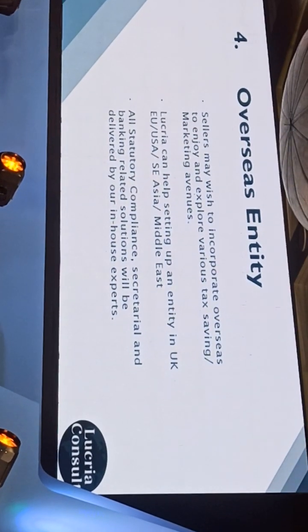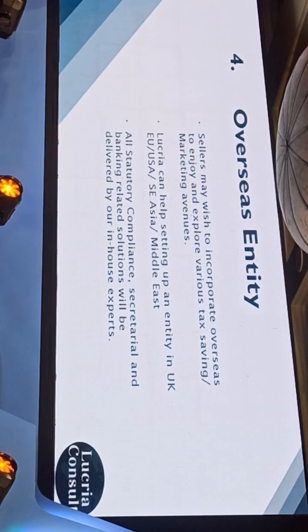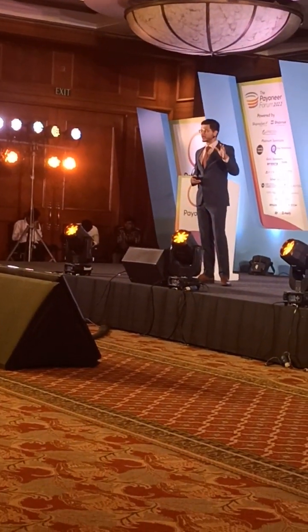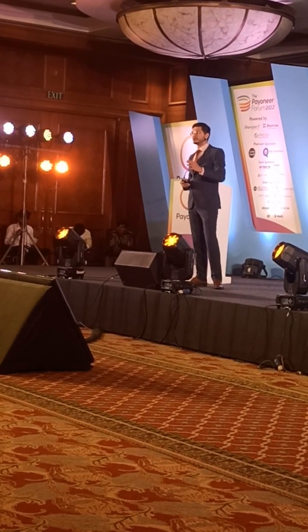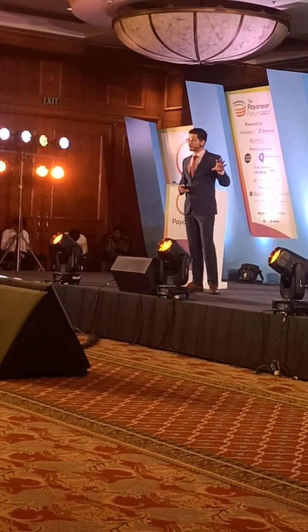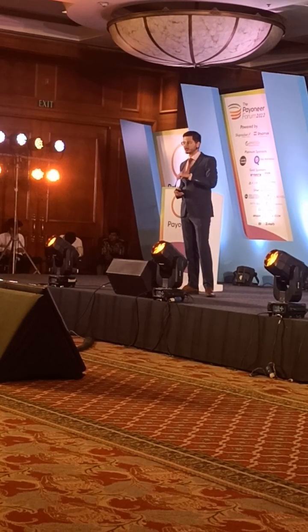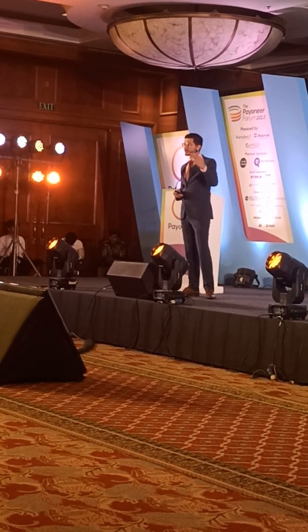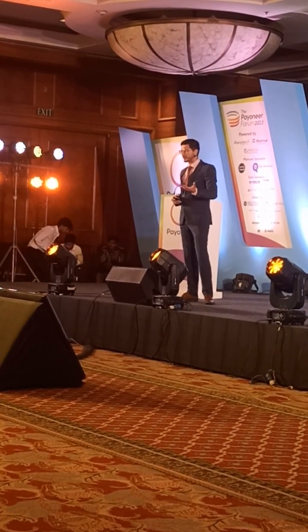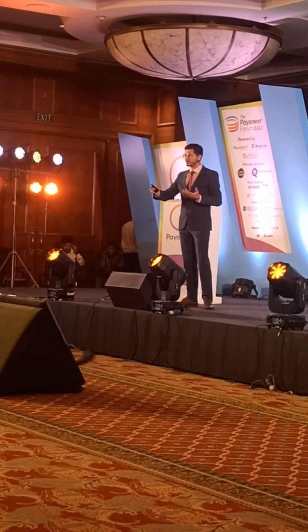Overseas entity setup. Why would you benefit from setting up a company outside of India? If you set up a company outside of India, you receive a Payoneer US or Payoneer UK bank account. What that does is it enables you to hold funds in that currency for as long as you want. And in fact, you can bring the funds back to India whenever you require it or whenever you raise the next invoice.